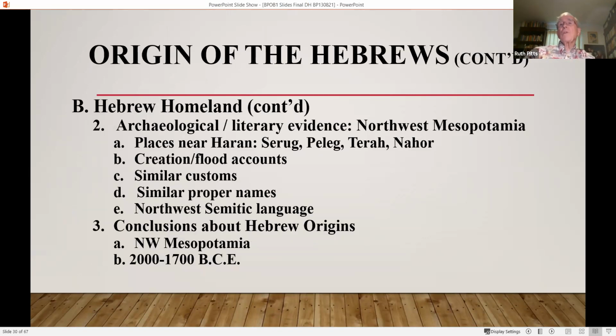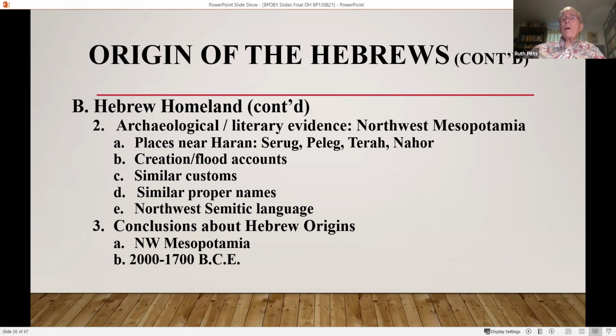Now let's continue with that just a little bit. The archaeological and literary evidence suggests that these folks came from northwest Mesopotamia. So near Haran, which is in the Bible and where Abraham goes, are the places called Serug, Peleg, Terah, and Nahor. And all of those appear both as place names in northwest Mesopotamia and as places, or people, in the Old Testament.